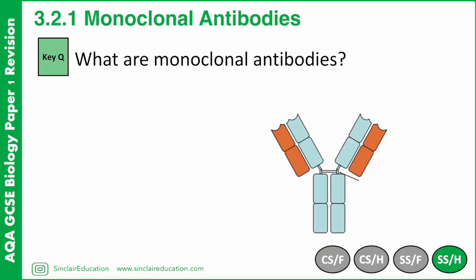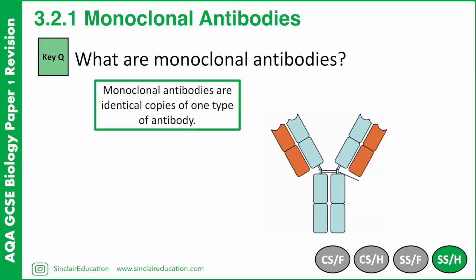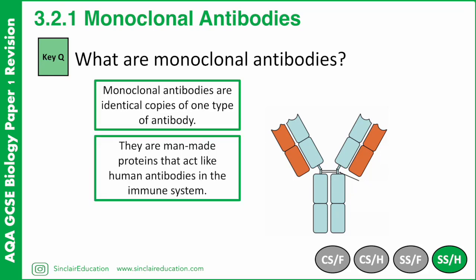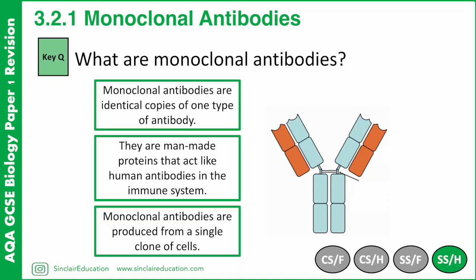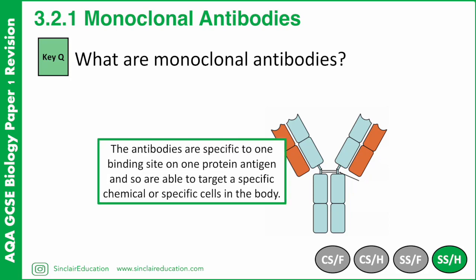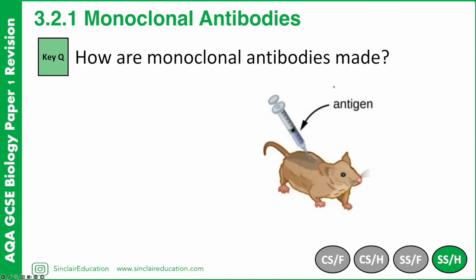We're going to now move on to the separate science only content, and there's a couple of things we're going to look at: monoclonal antibodies and plant disease. With this, monoclonal antibodies are identical copies of one type of antibody. They are man-made proteins, and you need to be prepared to talk about how they are made. And they are made from a single clone of cells. They are antibodies, so it means they are specific to one kind of antigen.